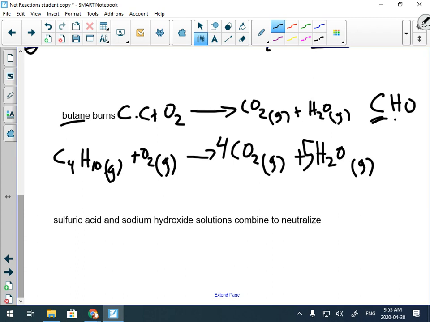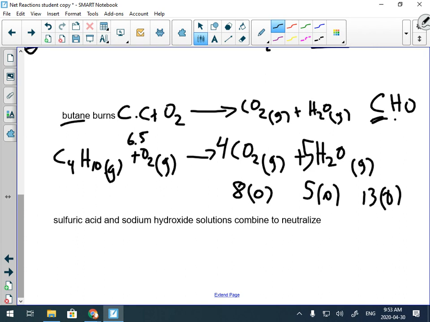Okay, now we have to balance the oxygens. So 4 times 2 is 8. And then we've got 5 there. So that's 13. 13 oxygens. Now you have a choice. When you wind up with an odd number, how do you make 13 out of a multiple of 2? Well, you can use a decimal. You can go 6.5. That's fine.